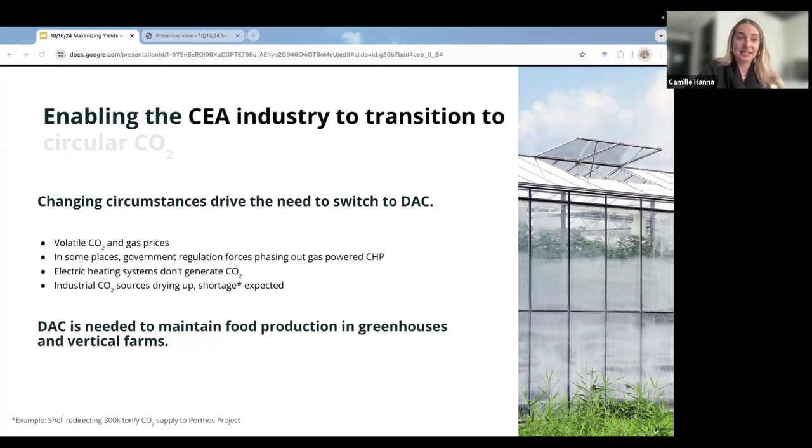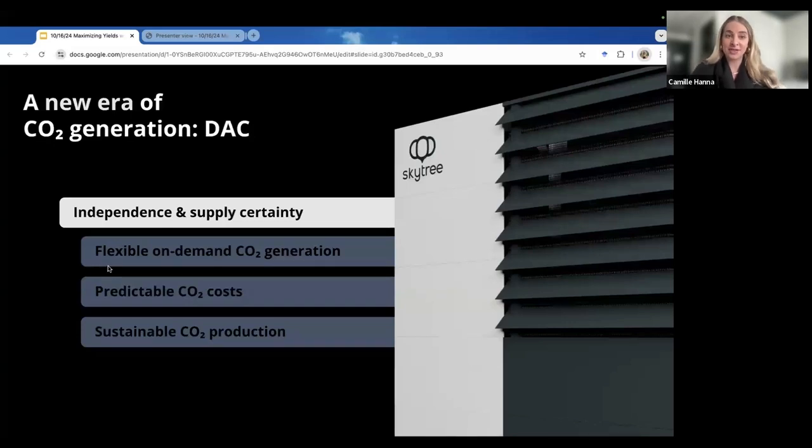Next slide, please. So direct air capture really kind of solves three problems. Firstly, you have certainty of supply. So you don't have to deal with not receiving your delivery of CO2 that week, or there being a potential shortage. The CO2 is coming directly out of the air, so you have it when you need it. There's not volatility in the CO2 prices, so it's relatively stable, and you have visibility into those costs for the foreseeable future. And of course, lastly, it's sustainable CO2 production.